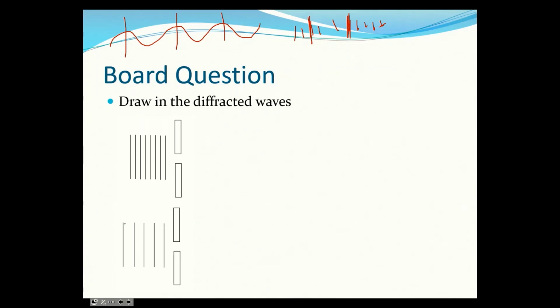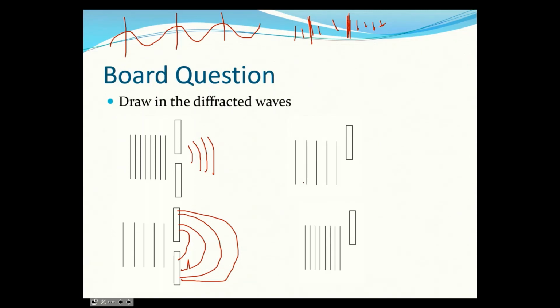Okay, so these are longer wavelengths. So longer wavelength is going to diffract better. So it would look like that. It would bend around the corners. And these are shorter wavelengths. They're not going to diffract as well. So you would just draw it like a Wi-Fi symbol like that. It wouldn't bend around the corners.